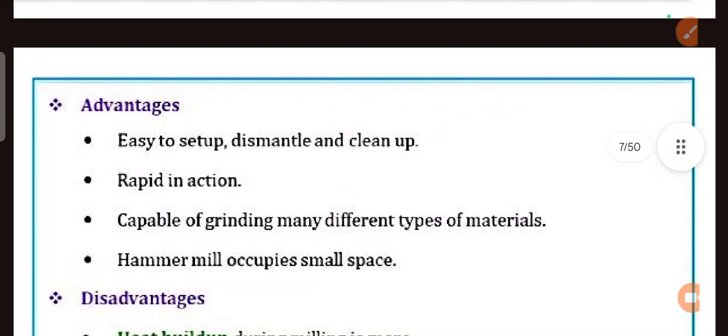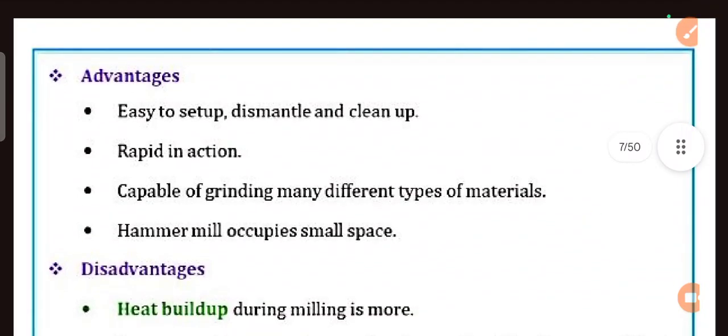Advantages. Easy to set up, dismantle and clean up. Rapid in action. Capable of grinding many different types of material. Hammer mill occupies small space. There are four advantages: easy to set up, dismantle and clean up; rapid in action; capable of grinding many different types of materials; and hammer mill occupies small space.